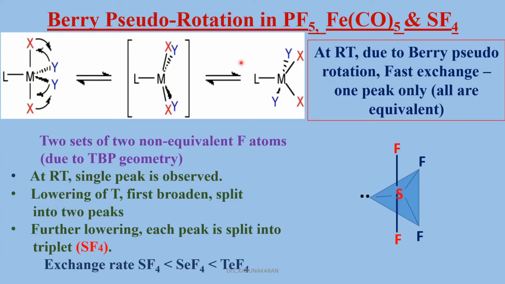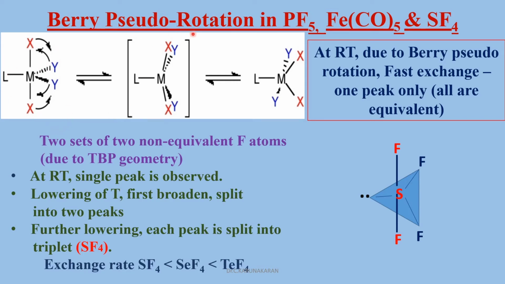Here we will study what fluxional molecules are in NMR. These fluxional molecules undergo dynamics, constantly exchanging their positions. For example, PF5 and SF4 all have trigonal bipyramidal geometries.